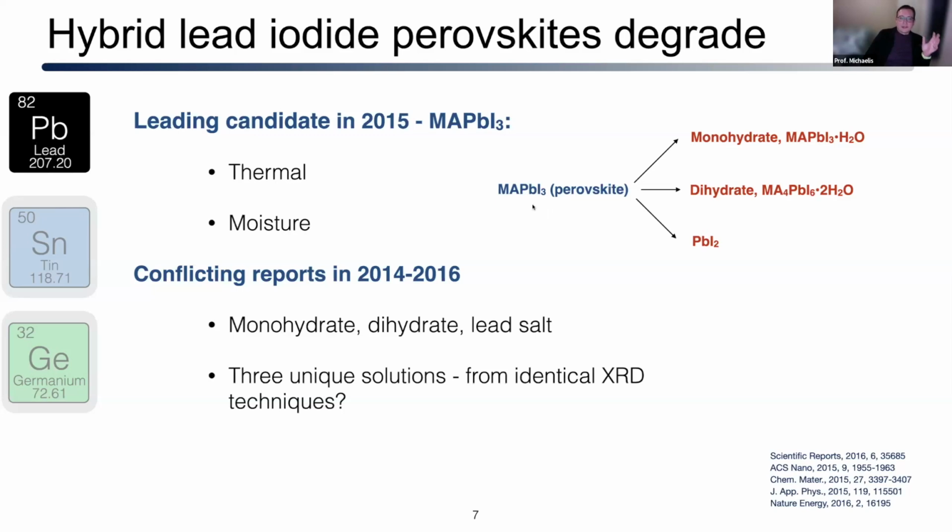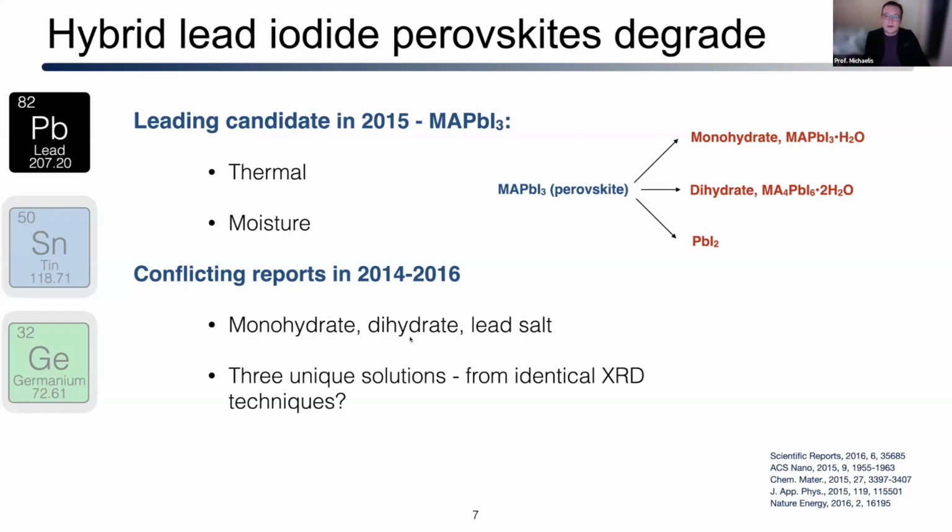This is one of the first examples that showed fairly good photoconversion efficiency. It's changed drastically since then, but the basic components are still lead in the center, some type of halogen or a mixture of halogens, then some kind of mixture of A sites. The problem with this is that when you start looking at these systems, there were a variety of conflicting reports at this time indicating that the decomposition product of this main perovskite phase was a monohydrate. Some said it was a lead salt, and some said it was a dihydrate. And I found it fairly interesting that you get three unique solutions when you're using diffraction techniques.